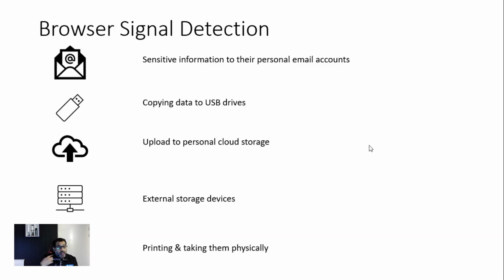And when we talk about USB devices, copying data to USB devices or other external storage devices is also one of the common methods. The other channels are printouts, printing sensitive information and documents and taking them physically, and external storage devices, like mounting them and sharing the data. That is also possible. And the other ways are screenshots and photos of sensitive information displayed on the screens. So these are the channels through which data theft can happen when users leave the organization.